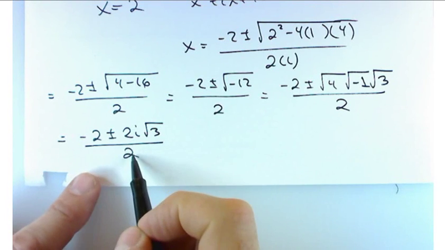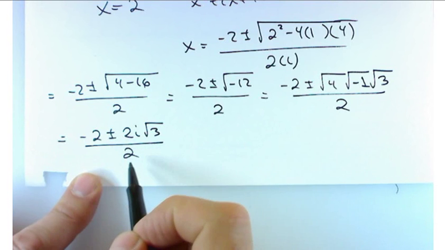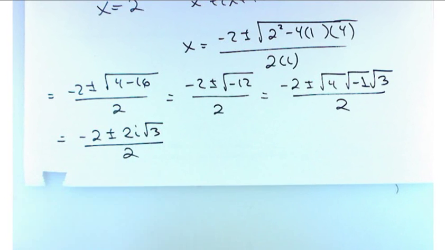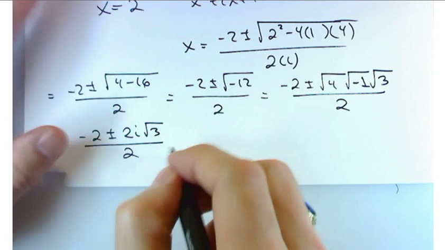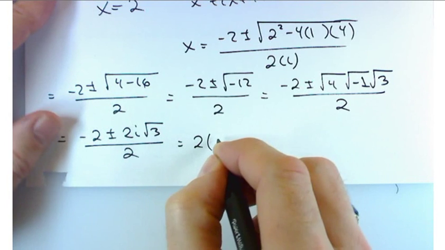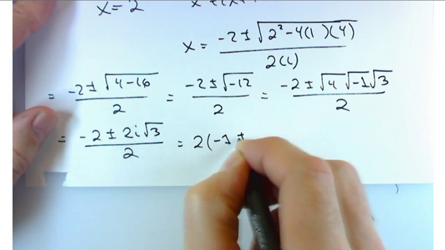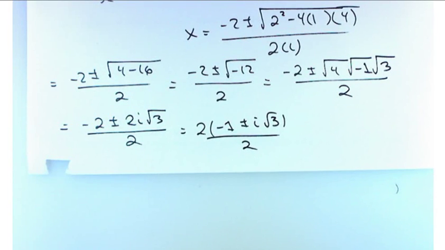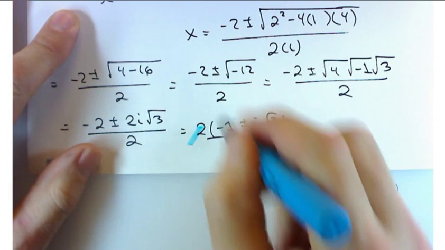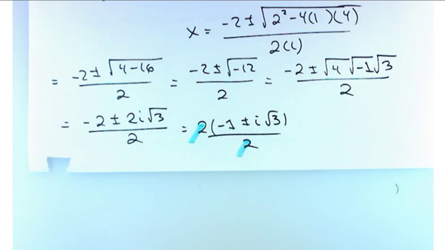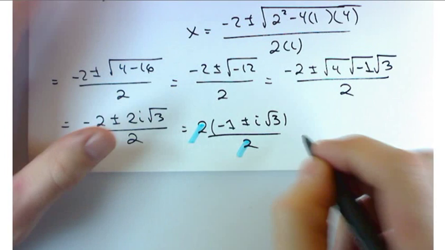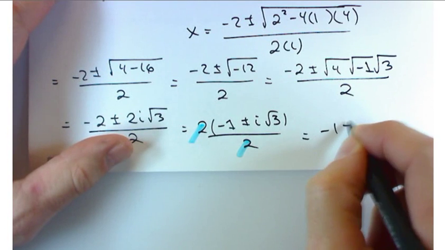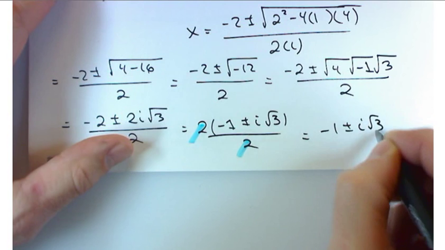You can't cancel this 2 into that 2. What I would suggest is that we factor out the 2. That's going to leave behind -1 plus or minus i times the square root of 3 over 2. And now we can have some cancellation fun. 2's cancel, and you're left with -1 plus or minus i times the square root of 3.